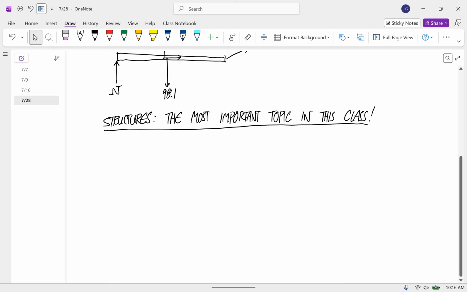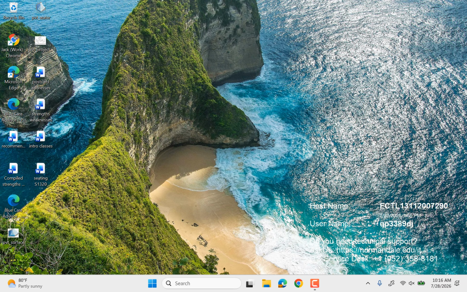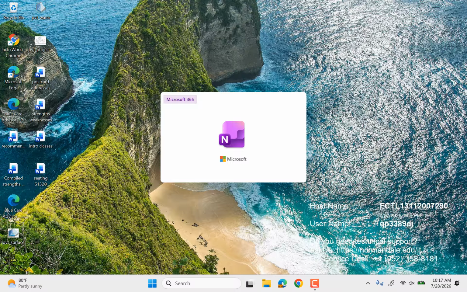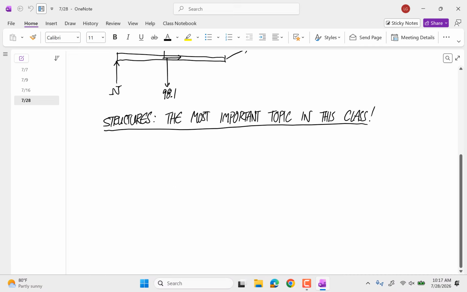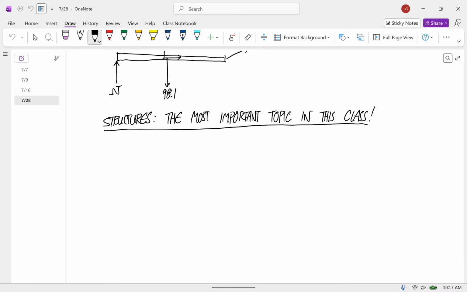And in the lecture video on structures, I gave you a set of steps you could follow. I am going to just go through some example problems following those steps. Okay, so the first one.